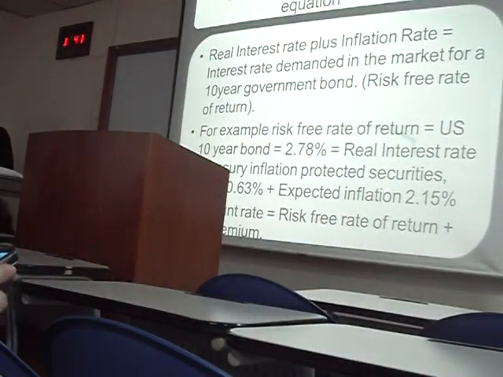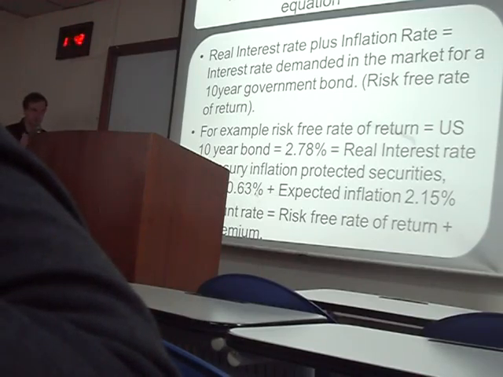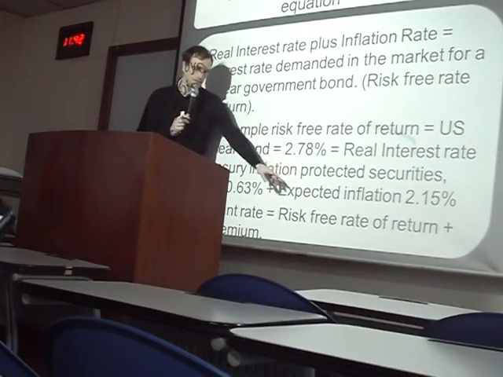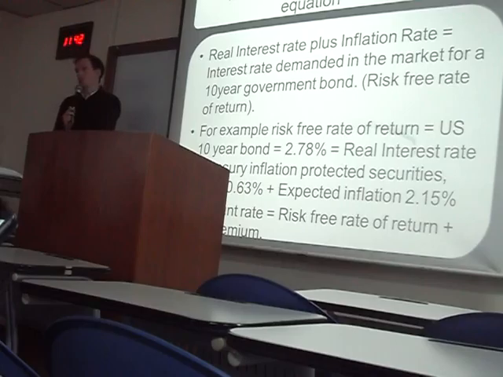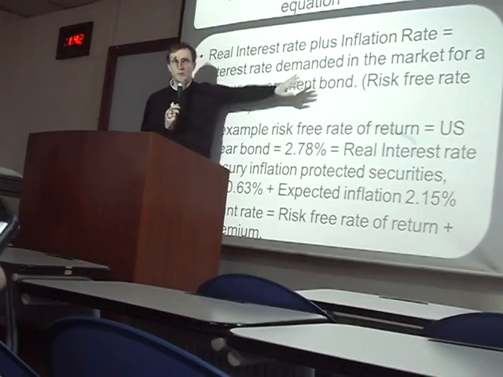So, for example, if the US government bond gives a 2.78% yield, okay, that means we make 2.78% a year, then we can find out the real interest rate. So we can subtract inflation from here. If expected inflation is 2.15%, this is the real interest rate. Okay, and actually the US government also sells what they call treasury inflation protected securities. So it means that at the end of the year, the US government will say inflation was 2%, so I'm going to pay you extra 2%. So it's inflation protected.